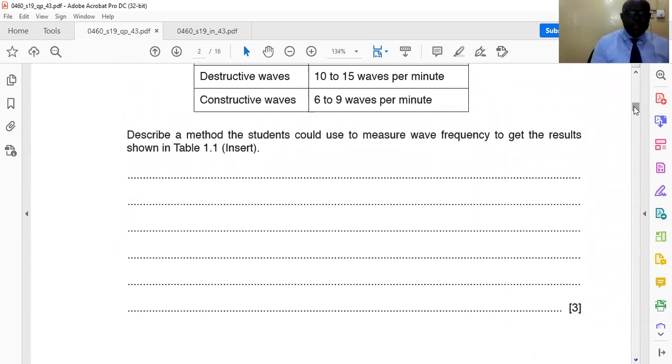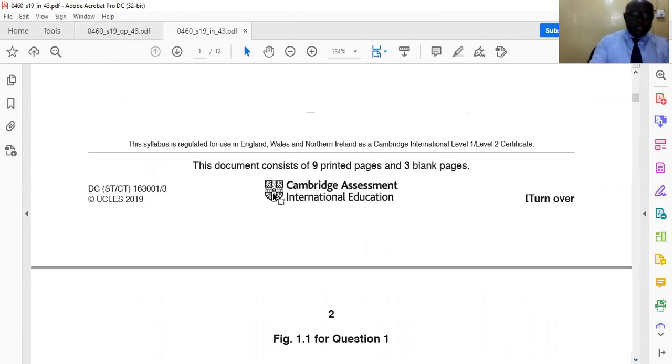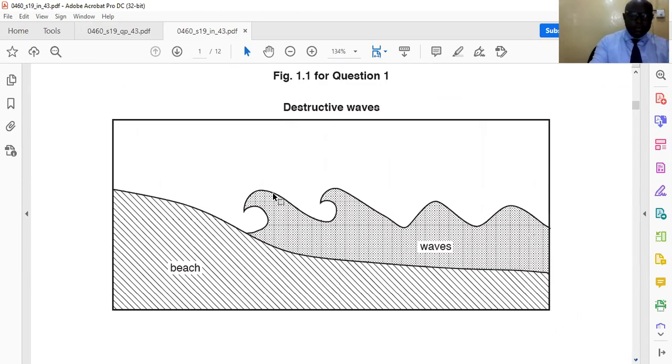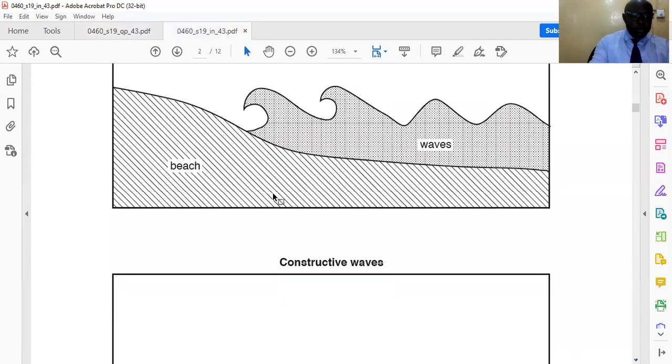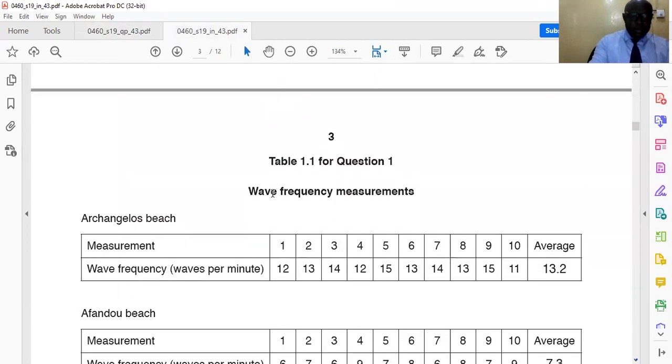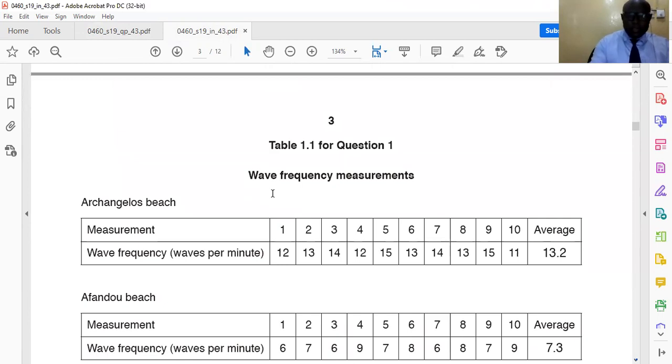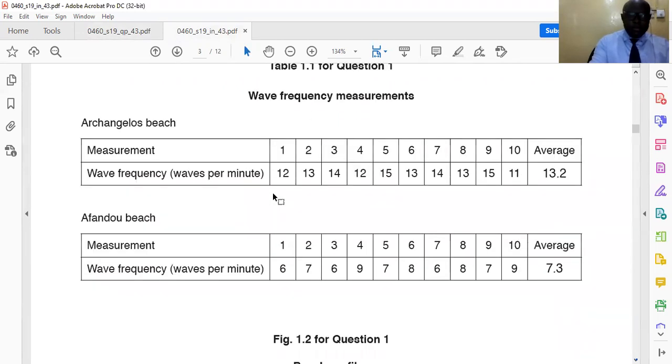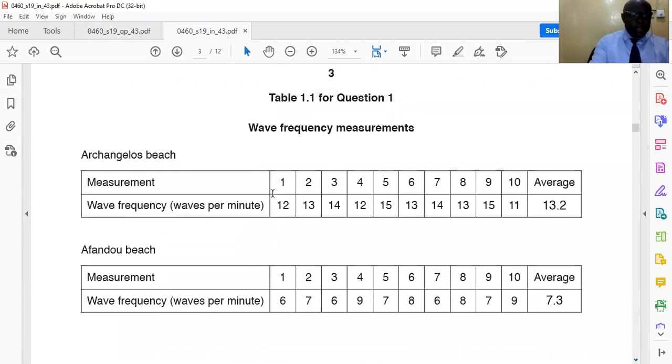Be careful. So describe the method the student will use to measure the frequency to get the results shown in table 1.1 inserts. So let's go to the inserts and see what they are saying. Table 1.1. Okay, Archangelos Beach. So they measure wave frequency at Afandos Beach. So what are the methods they could use?